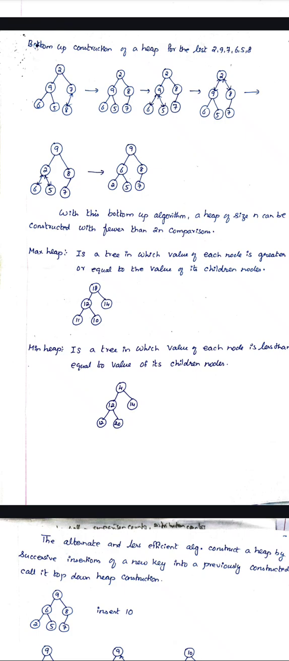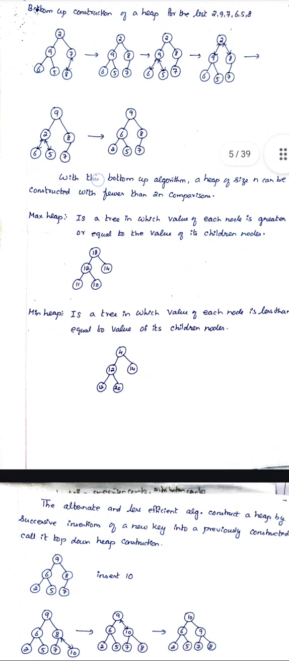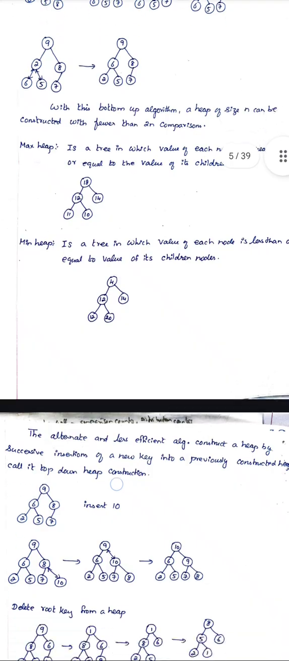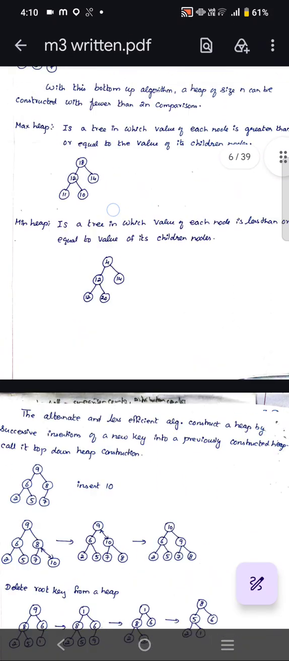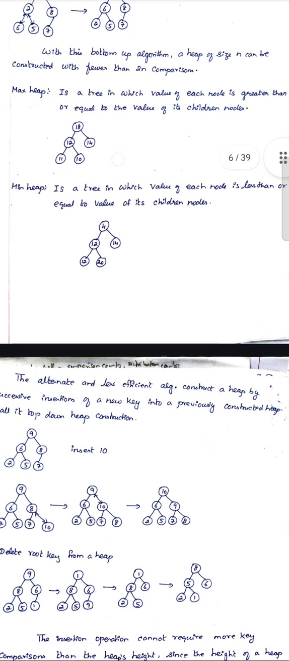Then again considering the left chain, is 5 less than 2? No. Is 6 less than 2? No. Then again taking 6 up, we get this bottom up heap. With this bottom up algorithm, a heap of size n can be constructed with fewer than 2n comparisons.